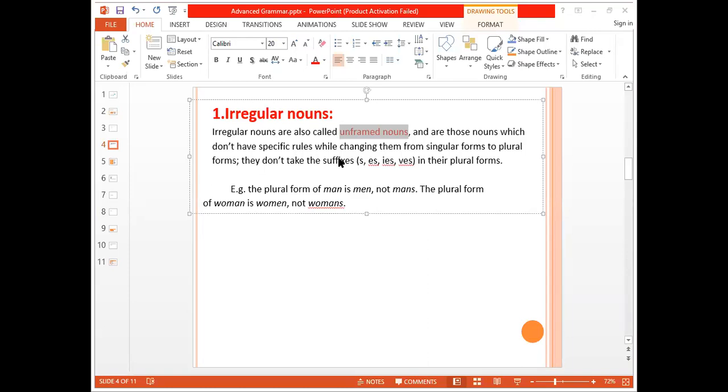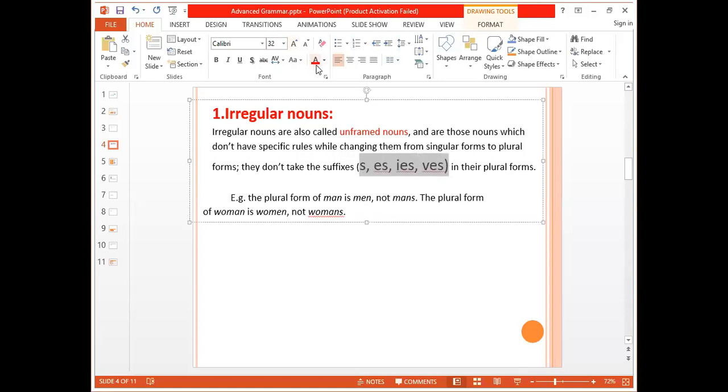Okay, sir. Now let's come towards the next topic, irregular nouns. So irregular nouns are those nouns that do not take this rule. They do not follow these rules, clear? They do not take S, ES, IES, or VES at the end of a noun to change from singular form into plural form. There are no rules and regulations for irregular nouns or unframed nouns.